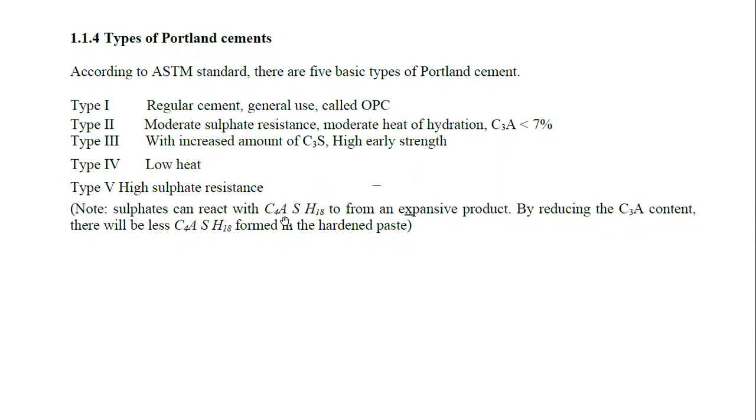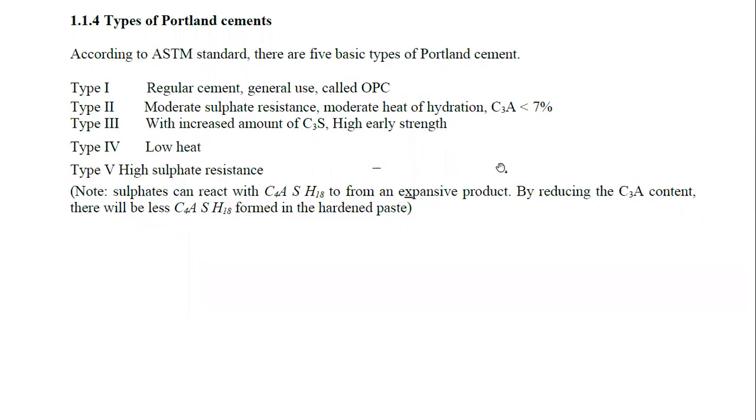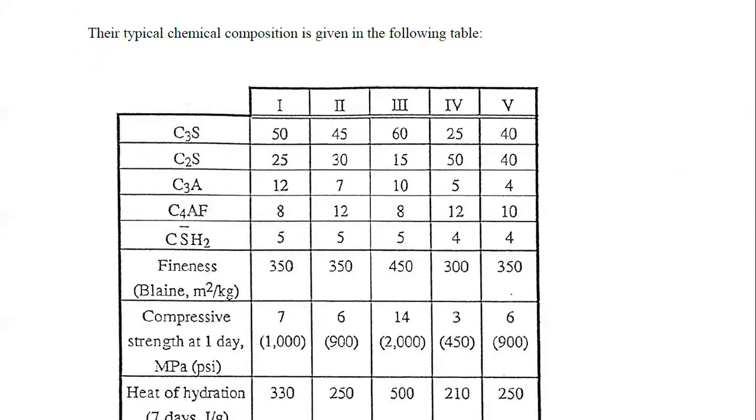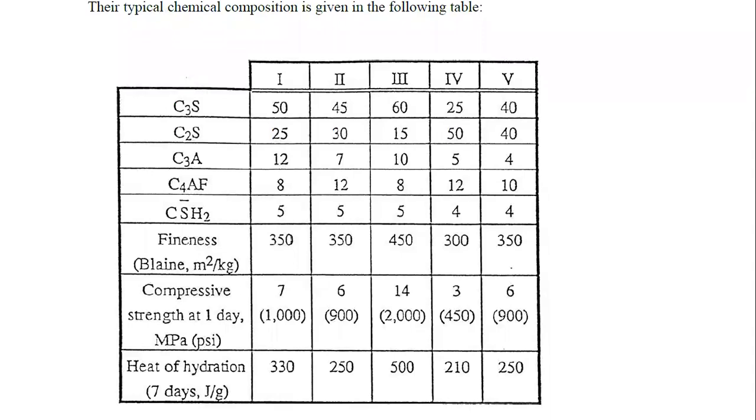Sulfate can react with tricalcium aluminate to form an expansive product. By reducing the tricalcium aluminate content, there will be less of this chemical formed in the hardened paste. So tricalcium aluminate also plays a major, important role for the concrete. The typical chemical composition of the cement is given in the table.